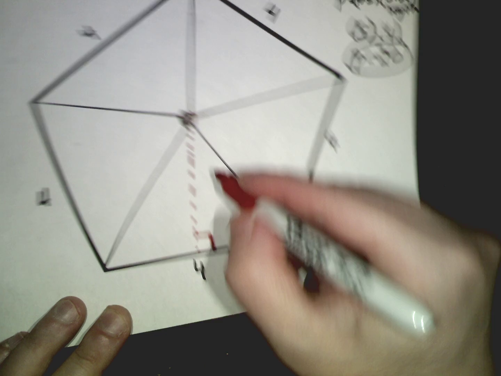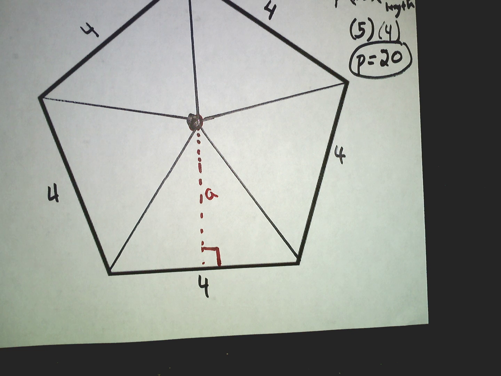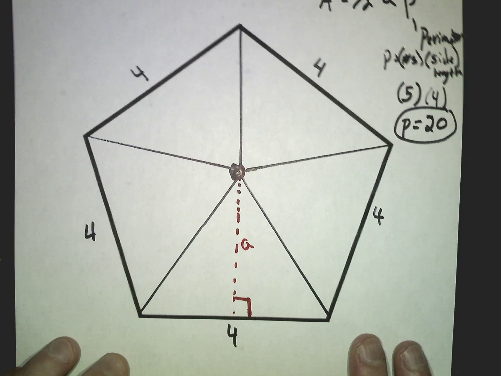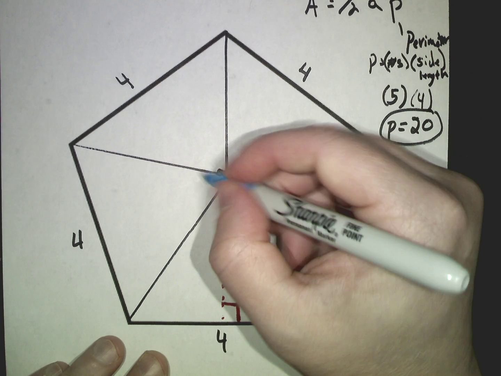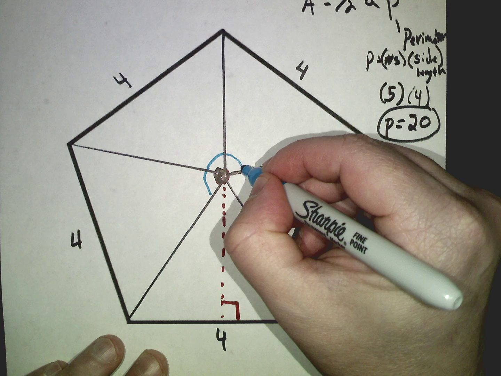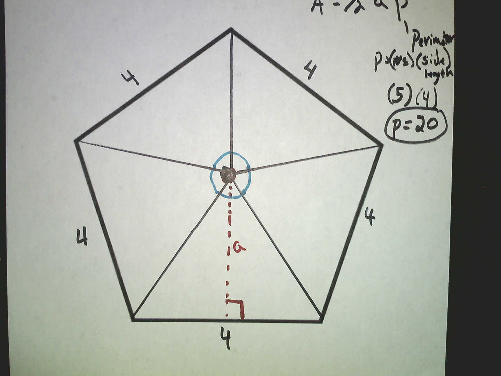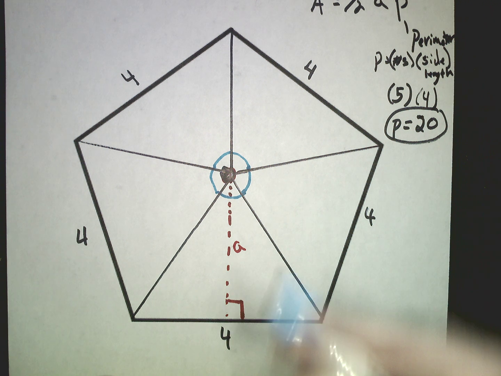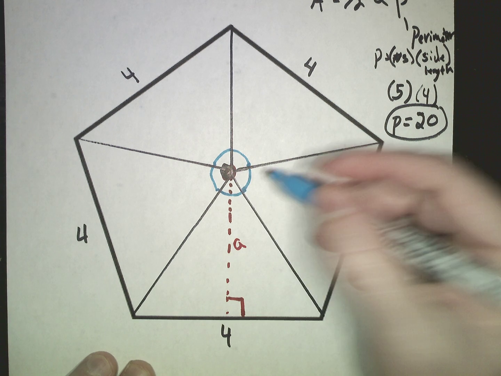Okay, so I have to find this length. This is my A. That's all the information I have. Well, it seems like that. Well, it's not completely true. We do have more information. This angle is equal to this angle, is equal to this angle, is equal to this angle, is equal to this angle. These add up to 360 degrees. All 5 of these add up to 360 degrees.